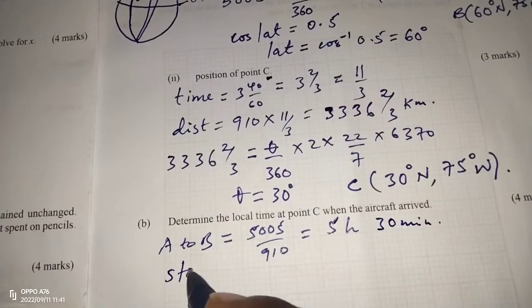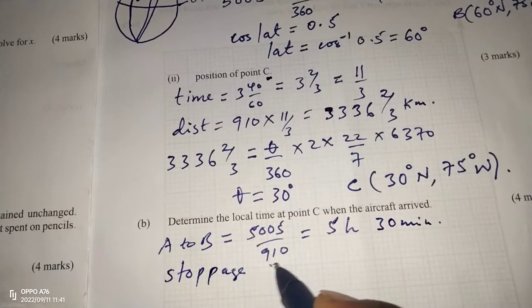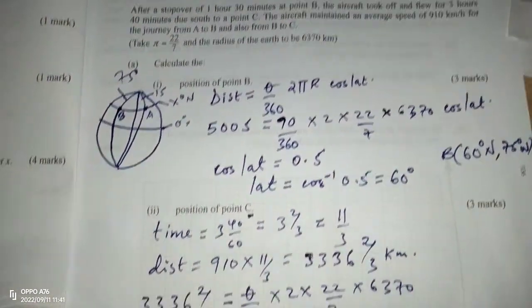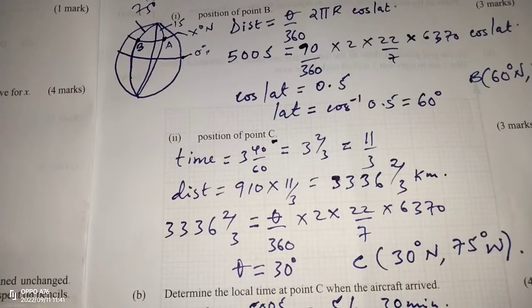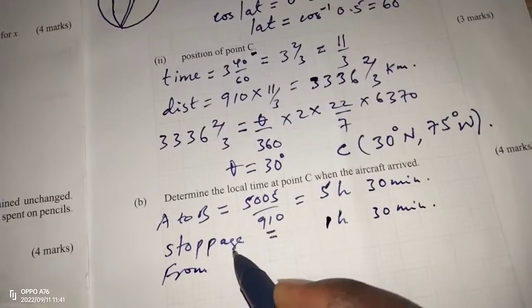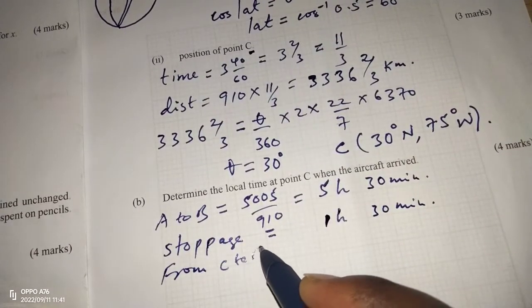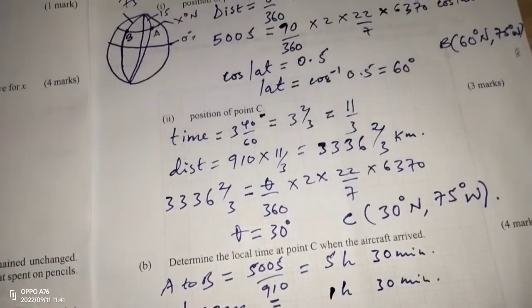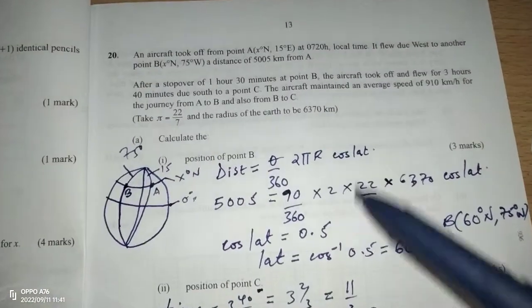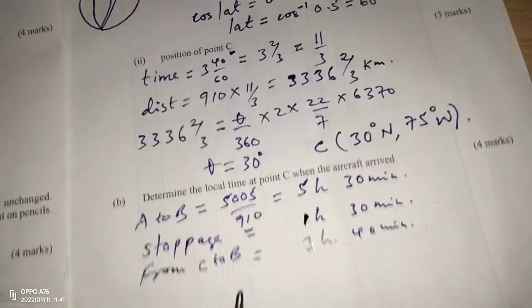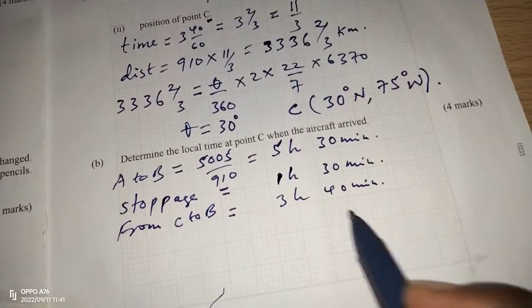Then there was a stoppage at B, which took 1 hour 30 minutes. Then from B to C, the aircraft flew for 3 hours 40 minutes.